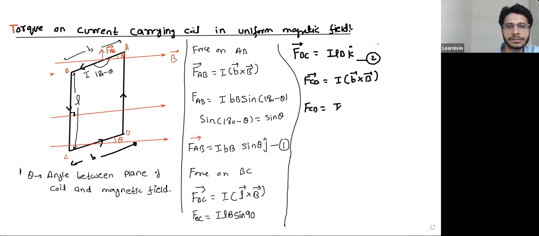So FCD is IbB sin 90. So that is FCD, which is IbB sin 90. Not sin 90, this is sin theta.